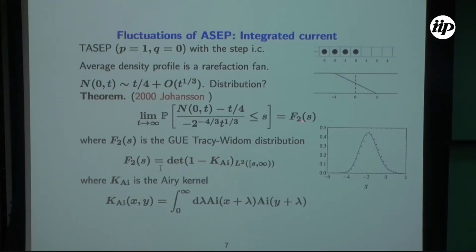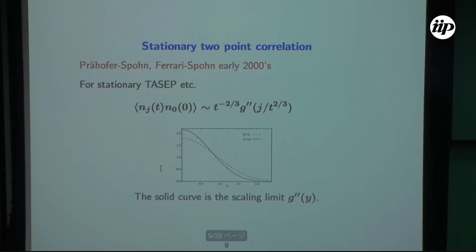So this is the original context in which the GUE Tracy-Widom distribution appeared. But as I said, the same distribution function appears in a completely different context of this stochastic process, TASEP, right? So there's strong universality behavior behind the scene. Okay. Then, this was about the fluctuation of current. But what about the correlation?